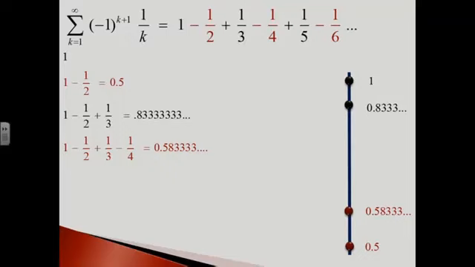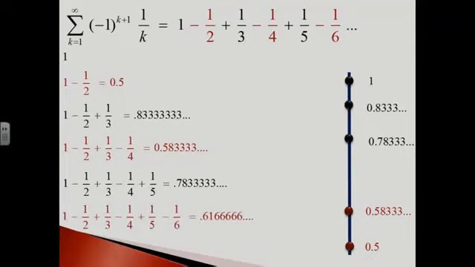The fifth sum is 0.78333. It is a little less than 0.8333. The sixth sum is 0.61666. This is a little greater than 0.8333, etc. We have seen that the terms of this sequence come closer to each other as n grows large, and they seem to approach a limit.